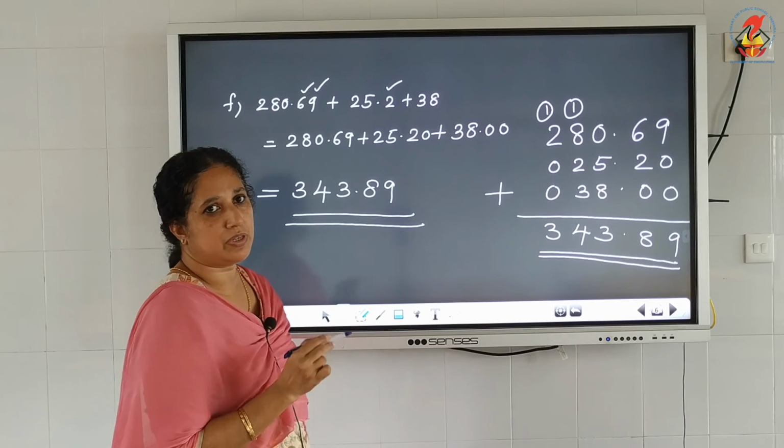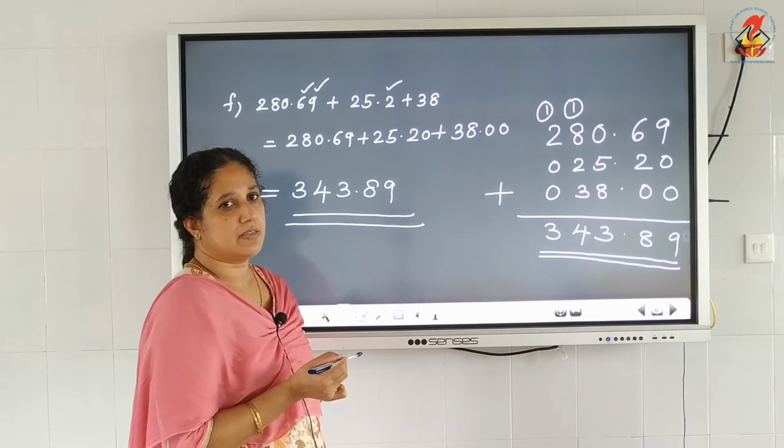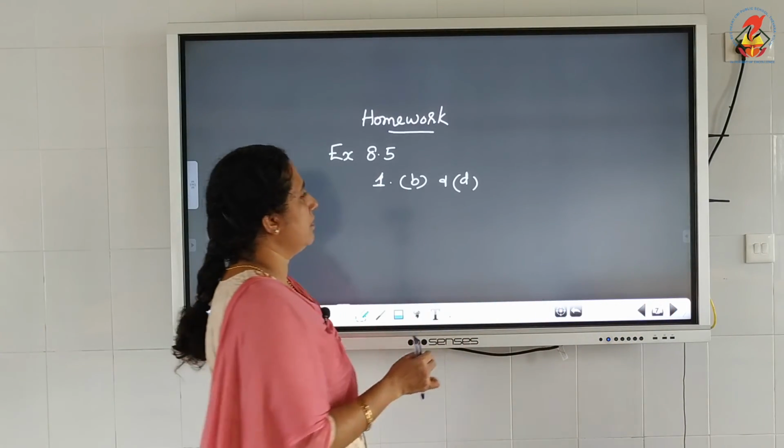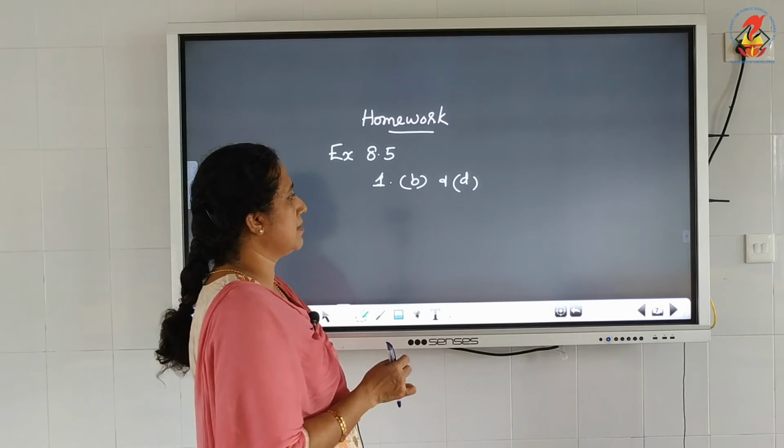So I think you understood how to add decimal numbers. Now homework, exercise 8.5, question number 1, B and D.